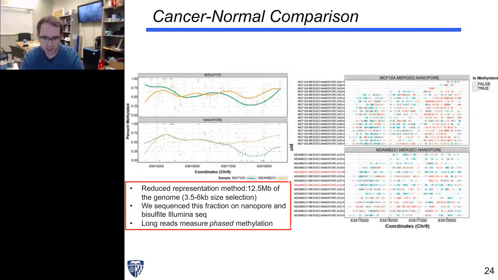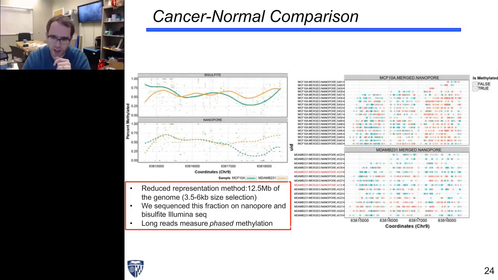So I then want to tell you briefly about our efforts in the regime of cancer sequencing with this methodology. We wanted to try and apply this to cancer, but the yield, as I mentioned before, was still a little low. So we used an enzyme to cut up the DNA and kept the fragments that were between 3.5 and 6 kb. This allowed us to keep only about 12.5 megabases of the human genome as opposed to the full 3 gigabases. So we could focus our sequencing, giving us on the order of 10x coverage from the sequencing runs we did from these samples. We sequenced that fraction with both nanopore sequencing and with bisulfite Illumina sequencing.